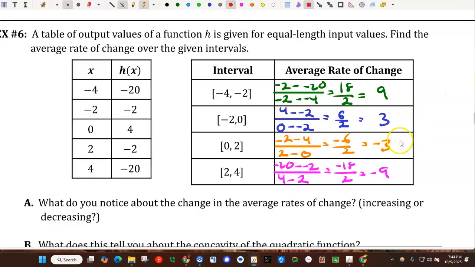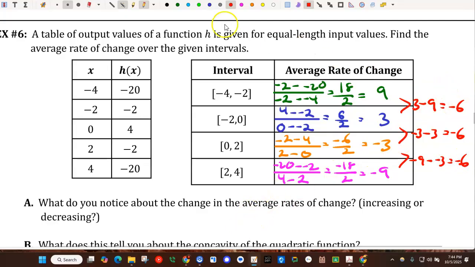Okay, so I did all the rates of change, and now it says find the average rate of change over each of the intervals. Did that. And let's look at, well, how much are these changing? So we can see quickly this is not going to be a first degree, right? These are not the same number. But if I do this next round, I do 3 minus 9, I get -6. If I do -3 minus 3, I get -6. If I do -9 minus -3, I also get -6.